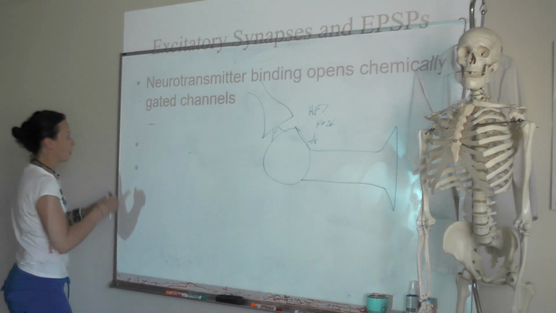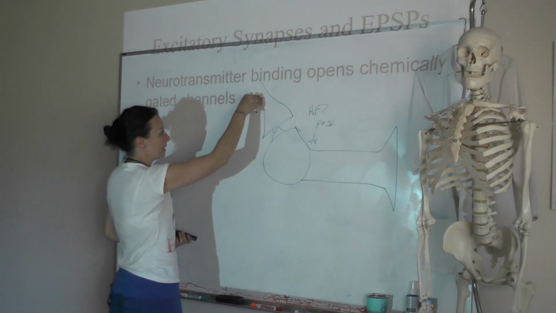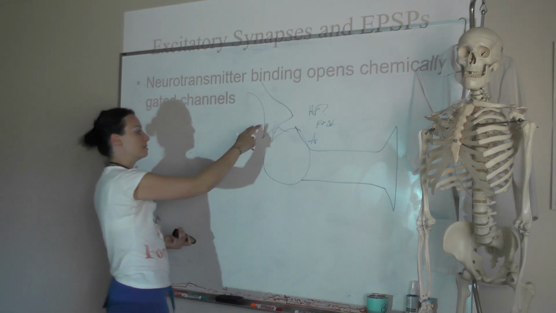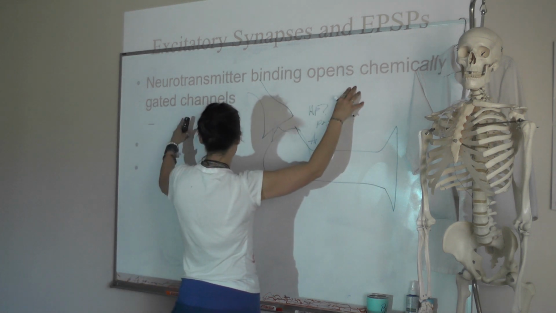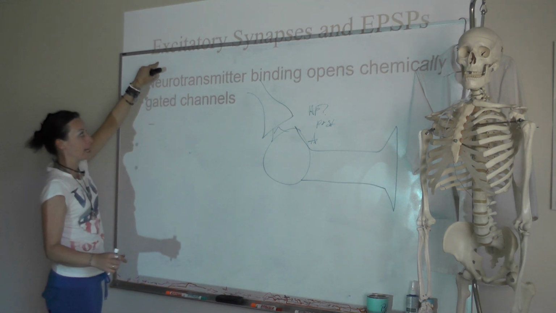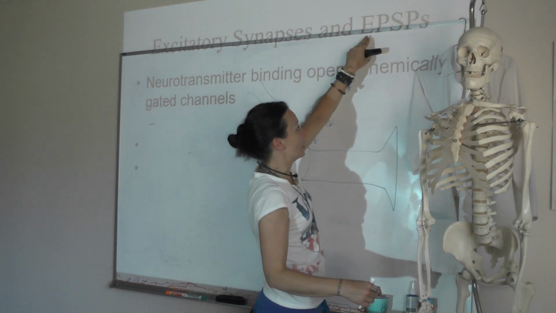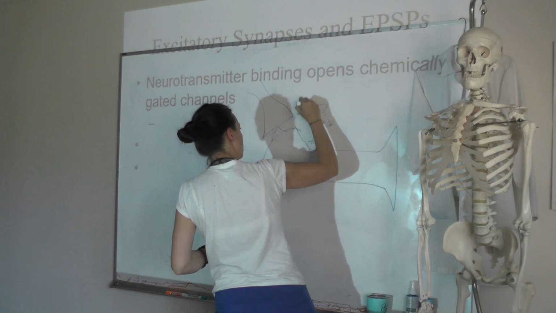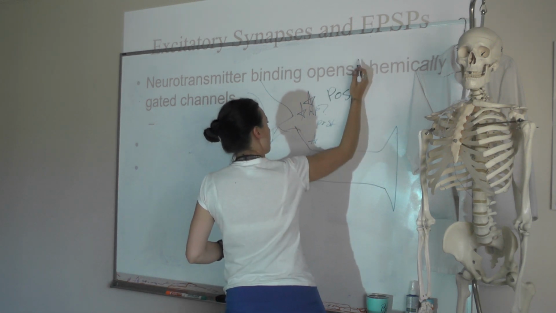And that will be answered by whether or not we are overcoming that millivolt requirement to hit negative 55 millivolts right here. So we can have excitatory synapses where our presynaptic neuron is releasing a neurotransmitter that binds to a receptor on a postsynaptic neuron and opens an ion channel that moves us closer to threshold. That's excitatory. So excitatory synapses cause what are called excitatory postsynaptic potentials.